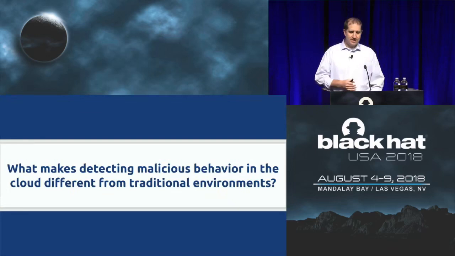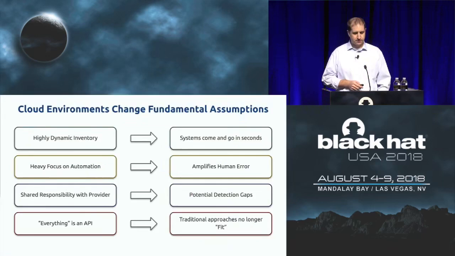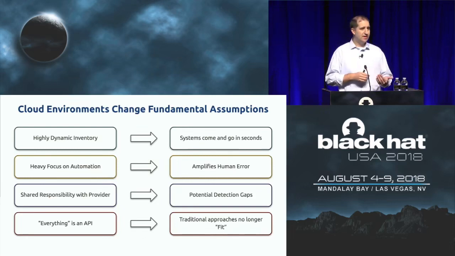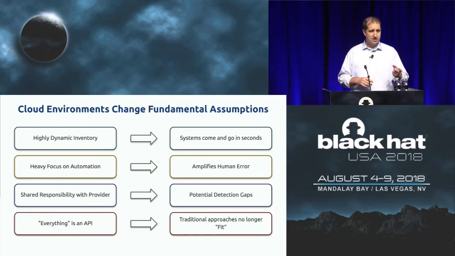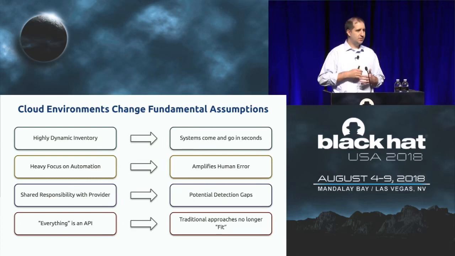So what makes detecting malicious behavior different in a cloud environment versus a traditional environment? Well, there's some fundamental assumptions that change, right? So the inventory is typically very highly dynamic. In some cases, systems come and go in minutes or hours. When we're talking about functions, we're talking about milliseconds in some cases. So that changes everything in terms of how you do inventory, how you understand what's in your environment to be able to detect it.